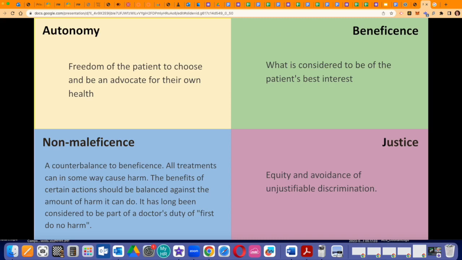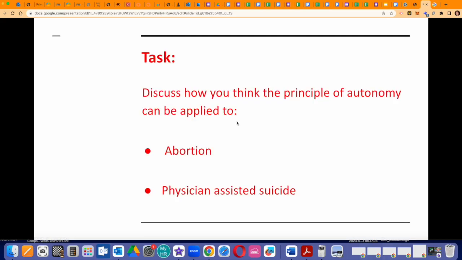And justice is equity and the avoidance of unjustifiable discrimination. Sometimes it can be justifiably argued in order to create more beneficence. So again, we could have some balancing of scales and judgment calls when you're weighing up beneficence against justice, okay? Is it going to cause them more good or not, okay?